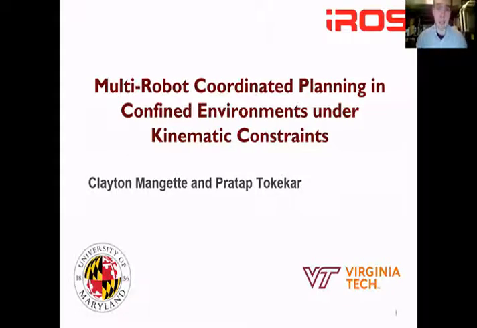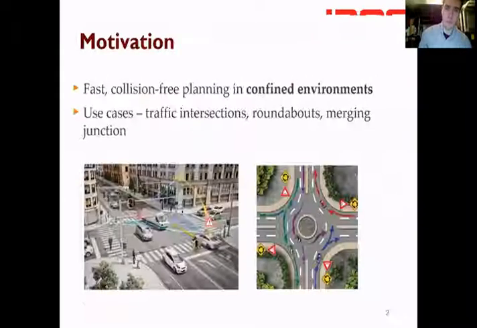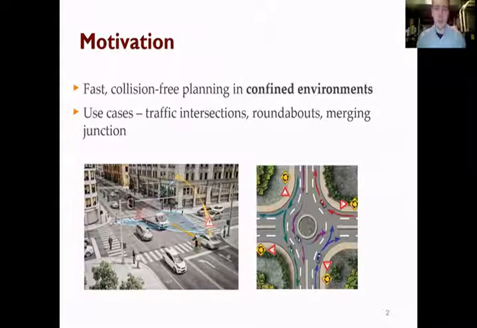My name's Clayton Mangette, and today I'm going to be covering the work that we've submitted to IROS on multi-robot coordinated planning in confined environments under kinematic constraints. The motivation for our work is to address the multi-robot path planning problem in the use case of confined environments. A motivating example for this is a traffic intersection with multiple autonomous vehicles, where each vehicle has its own goal to go from point A to point B, and they have to navigate through a shared space.